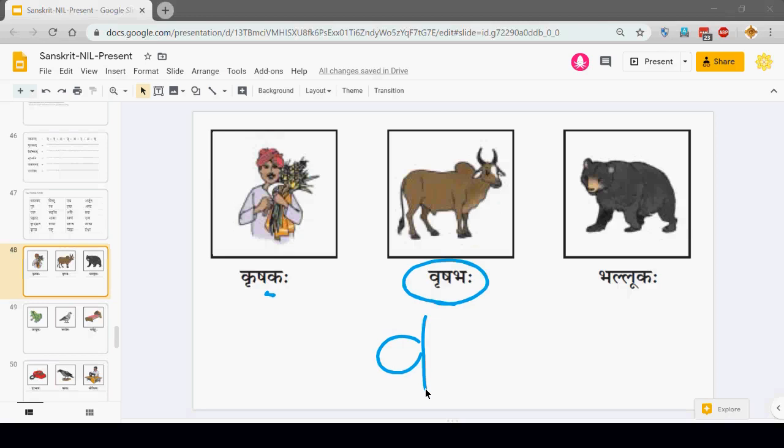Ru, Vrishabha. Yeah. Rushabhaha. Rushabhaha means bull or ox. Next. Ballukaha. Yes. There's a double la. Bhallukaha. Bhalluka is bear.